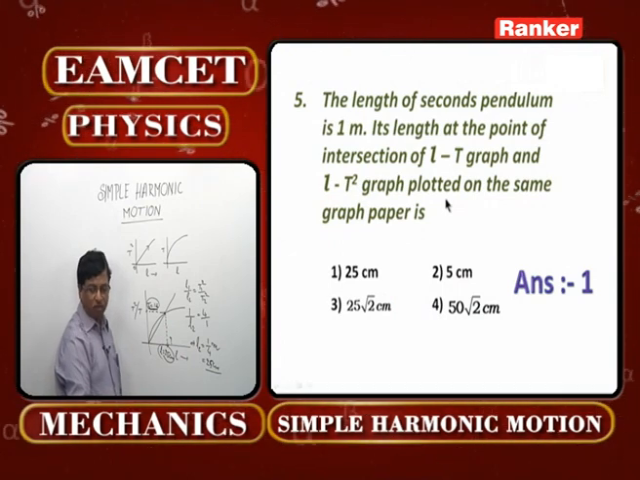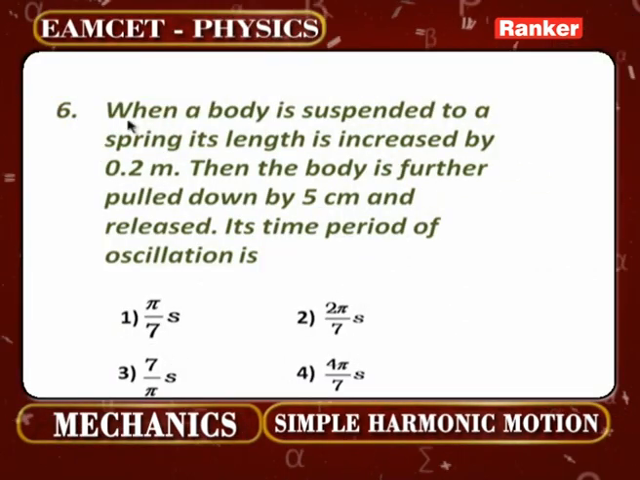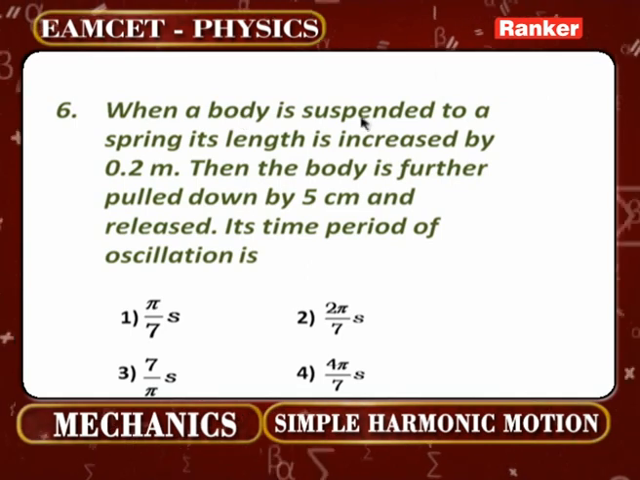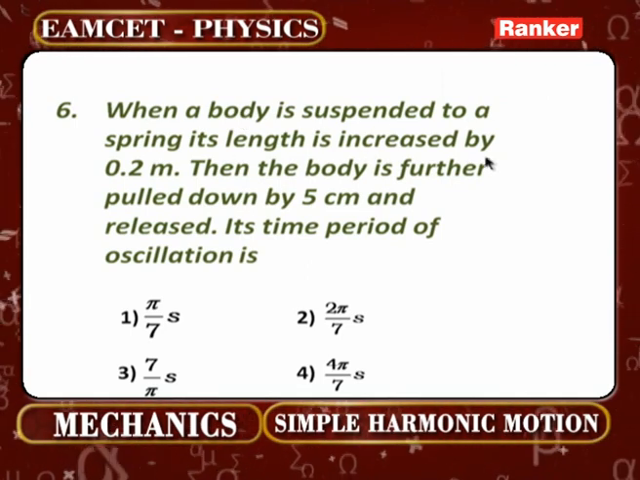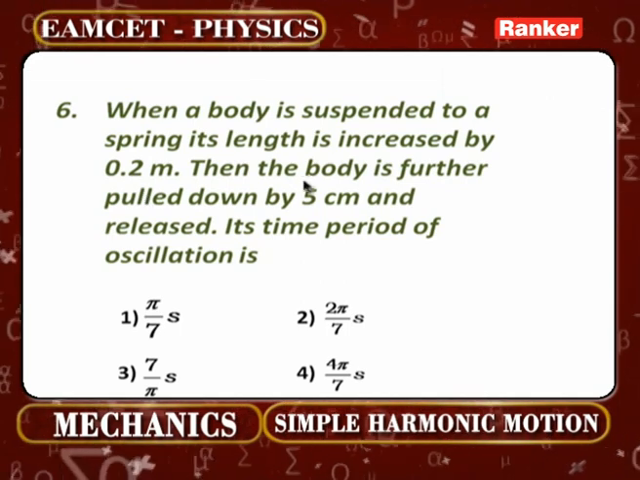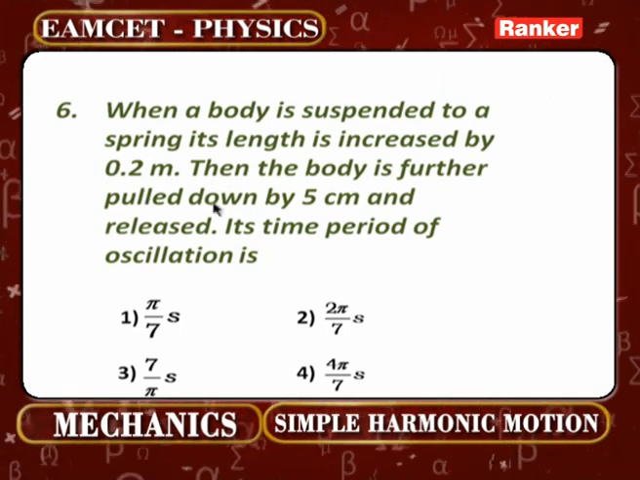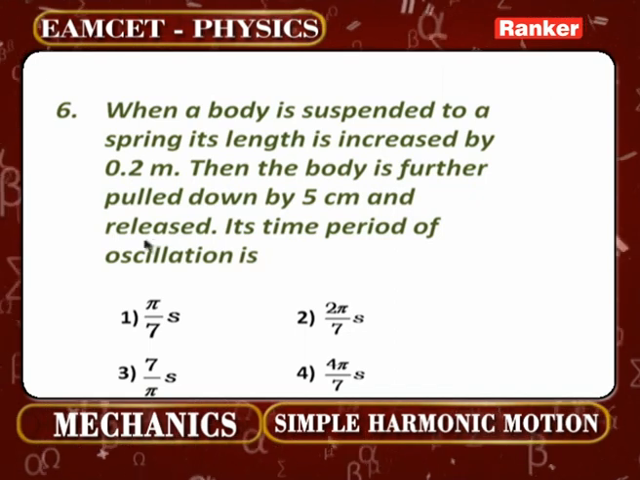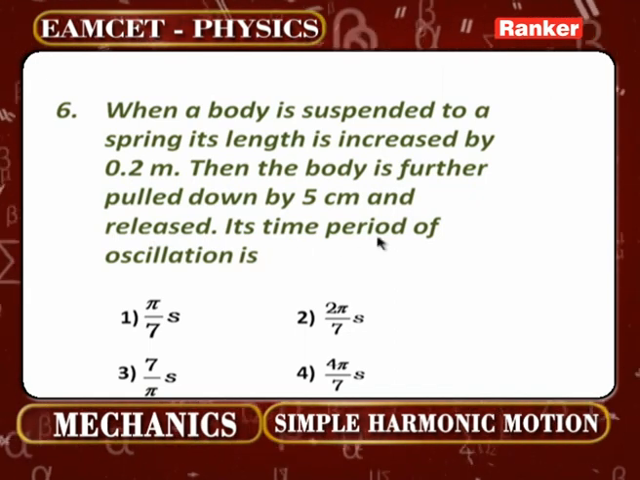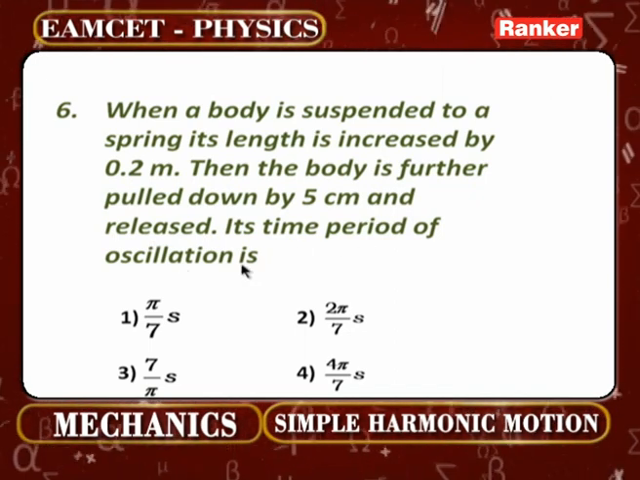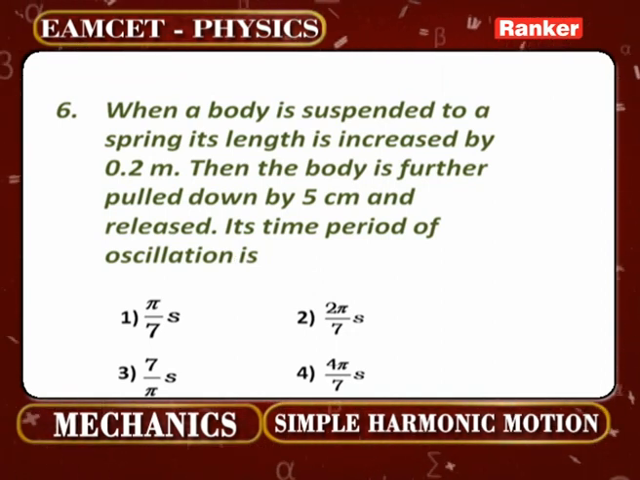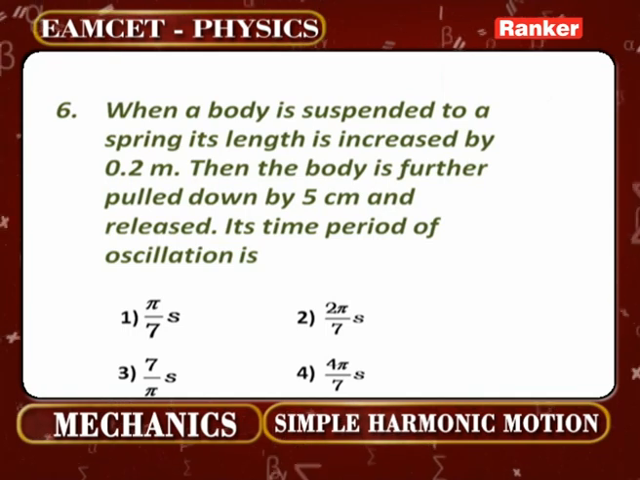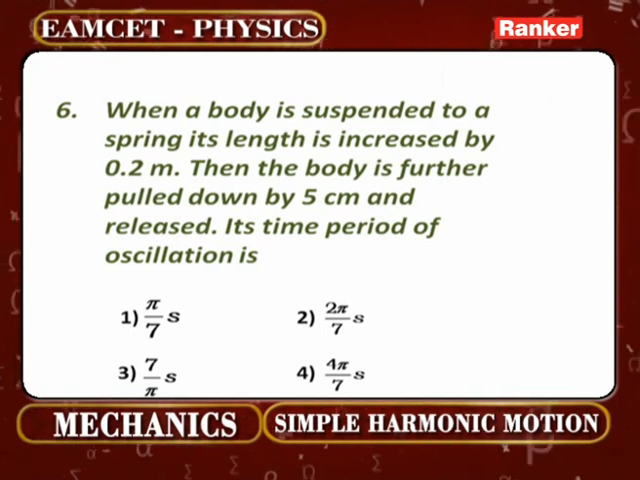Let us check the next number, please. That is question number 6. When a body is suspended from a spring, its length is increased by 0.2 meter. Then the body is further pulled down by 5 centimeter and released. Its time period of oscillation will be how much? In fact, we all know well for a pendulum also, the oscillating time is independent of amplitude.